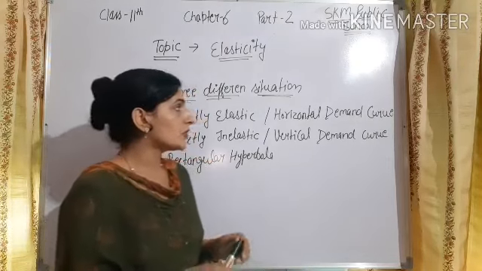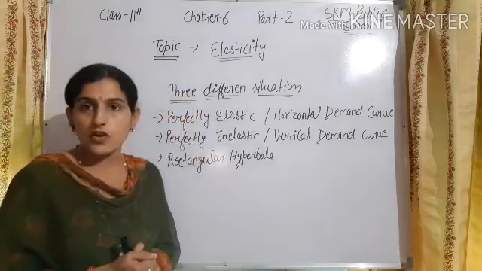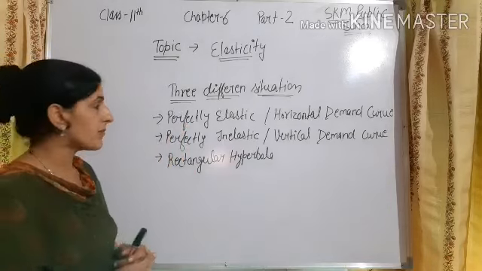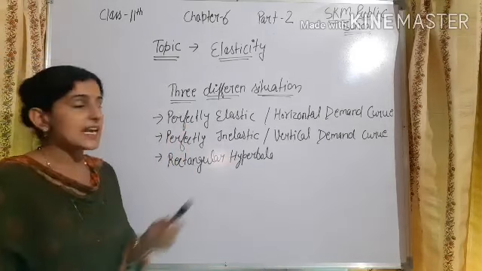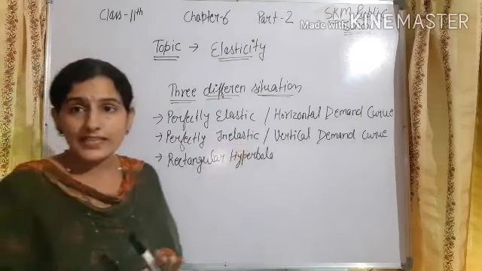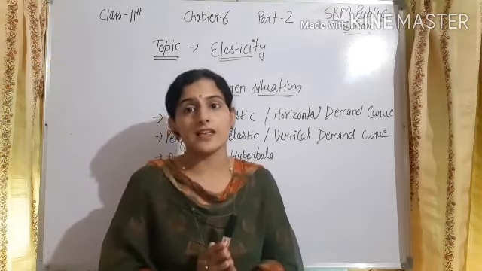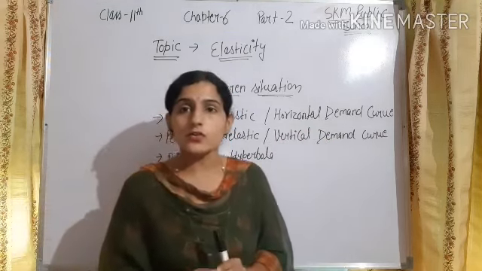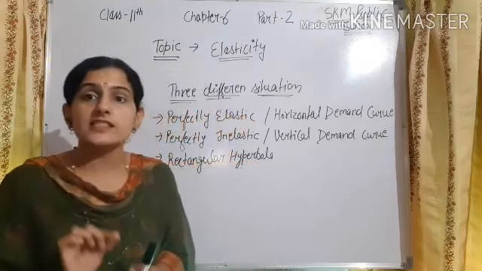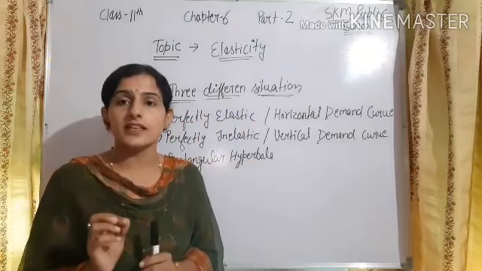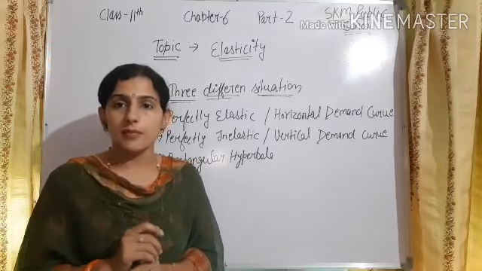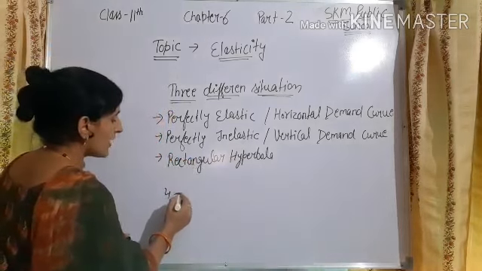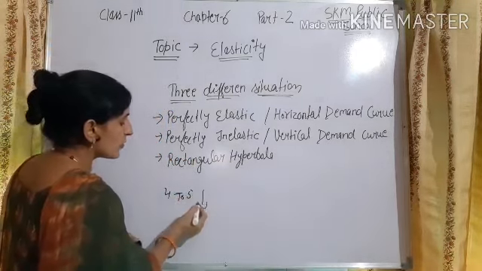Now we will discuss the different situations of elasticity of demand. Mainly there are three. The first is perfectly elastic demand. In this, the demand curve is horizontal, parallel to the X-axis. It means if there is a slight change in the price, there is a large change in the demand. If the price rises from 4 to 5 rupees, then demand goes to 0.